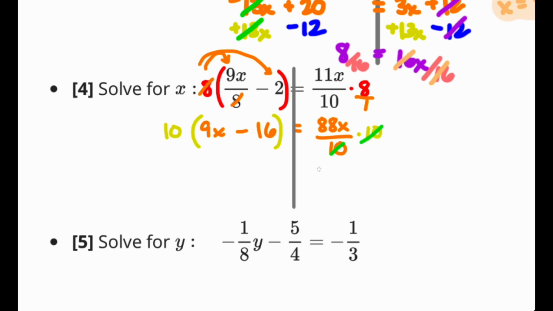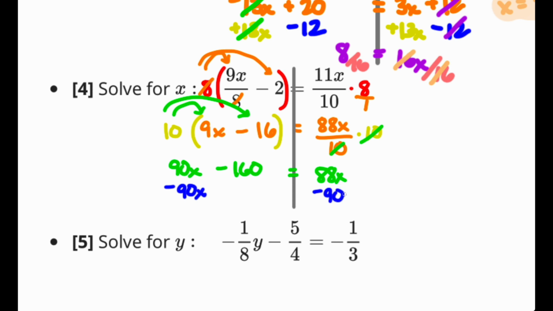This is going to cancel here, so you're just going to have 88x right there. Here we're going to distribute to that. It's going to be 90x. Distribute over here to that negative 16, and it's going to be negative 160. Okay, from here, there's x's on the right, so what we can do is just subtract that 90x on both sides. You could have subtracted 88x, but then you'd have to move the 160 as well. It doesn't matter. You get the same answer either way. It's just personal preference.